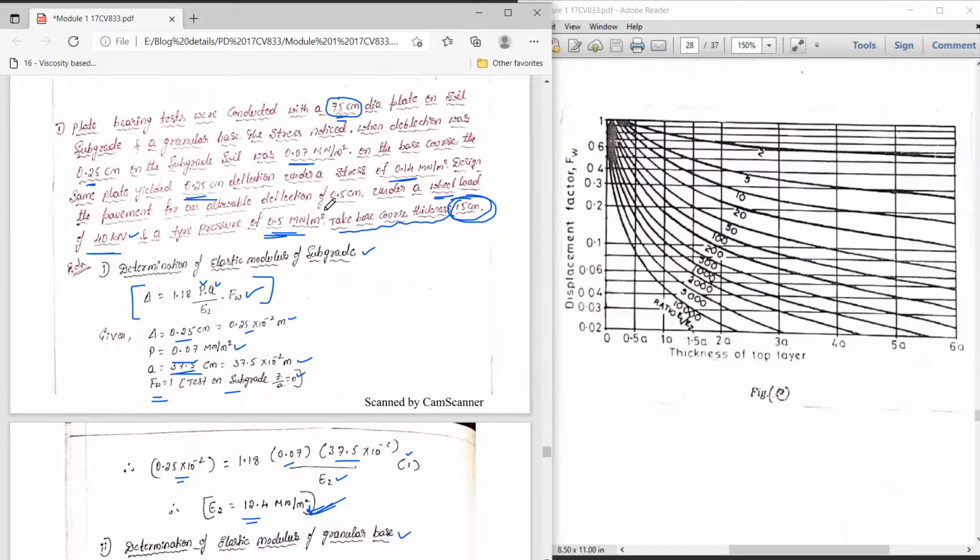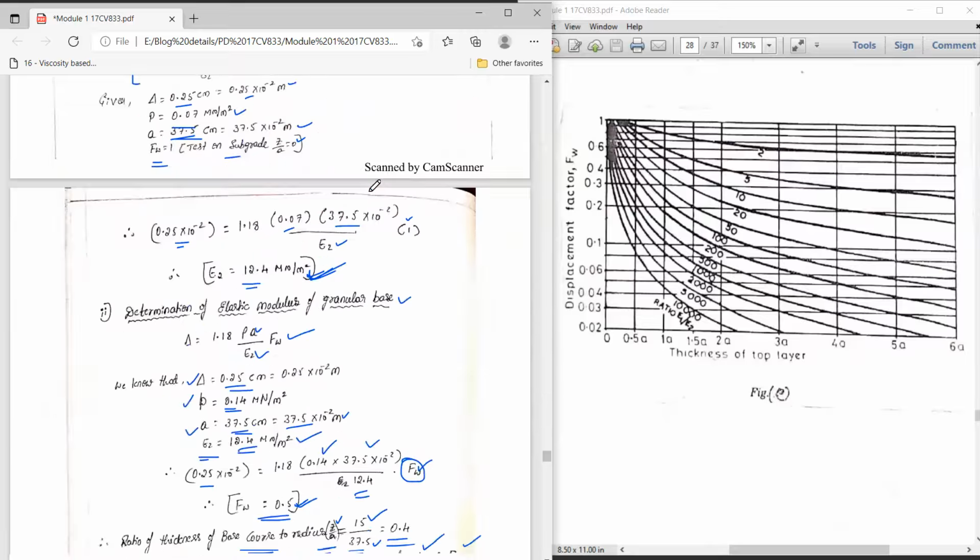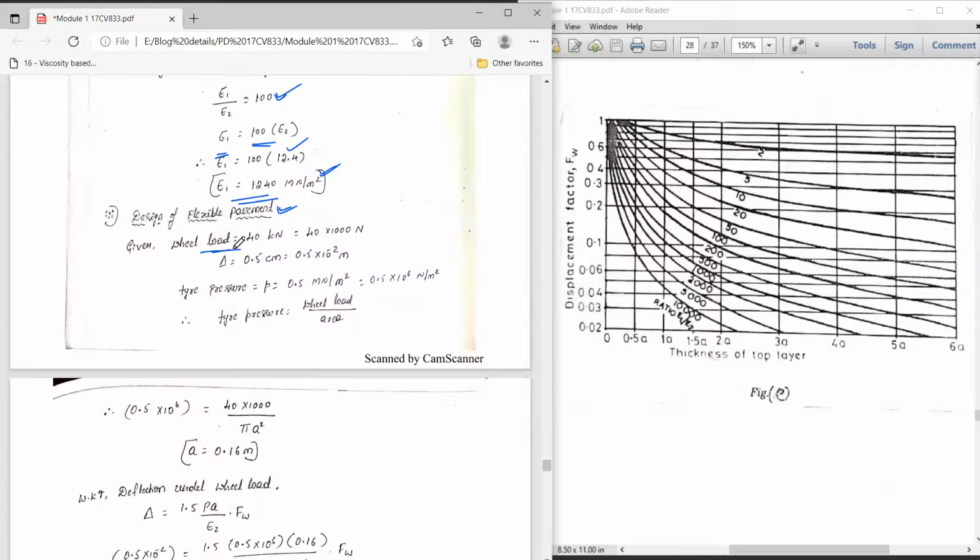And also he is saying that allowable deflection in the pavement is how much? 0.5 centimeter. So I just recorded all the data here. You can see wheel load is 40 kilonewton. In terms of Newton, it is 40 into 1000 Newton, and the deflection value is 0.5 centimeter. That means you have to design the pavement for this deflection. Maximum deflection is saying. So 0.5 centimeter means in terms of meter, it is 0.5 into 10 to the power of minus 2 meter. And tire pressure he has given in the problem 0.5 mega newtons per meter square. I convert that from mega to only Newton by multiplying it by 10 to the power of 6.